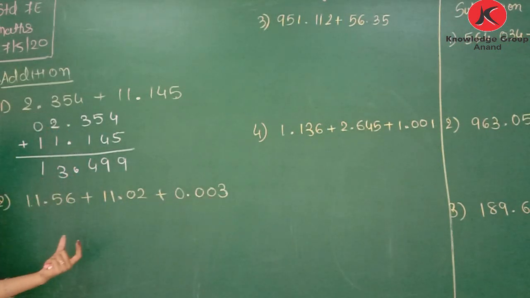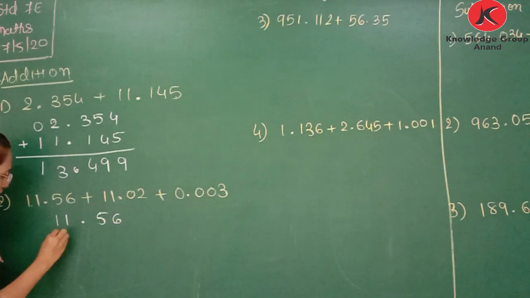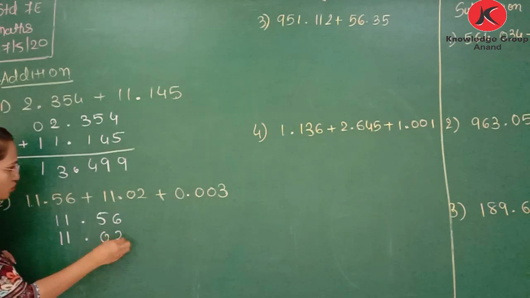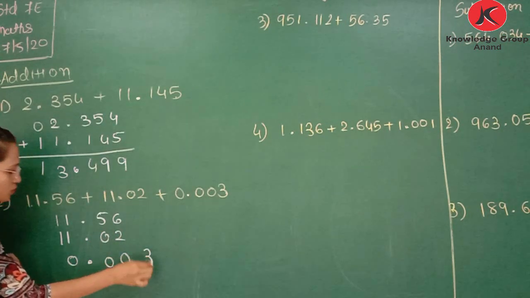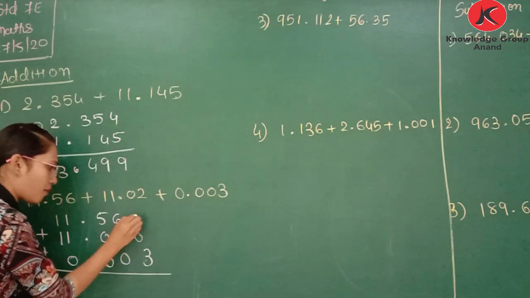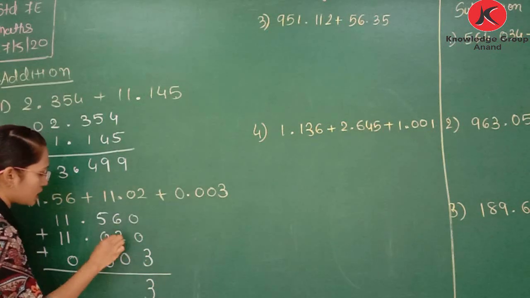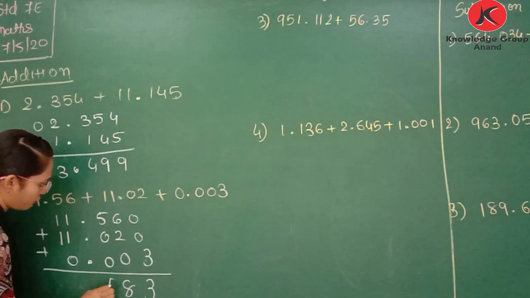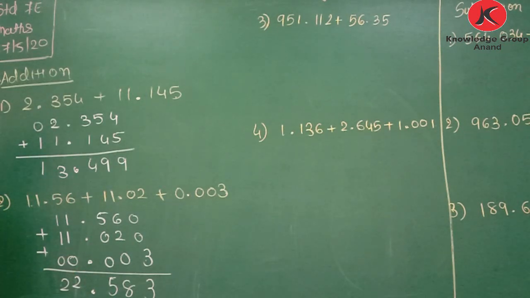Same, the decimal point must be exactly below the decimal point. So 11.56. Here 11.02 and 0.003. You can write the remaining digit 0. Here now I have 0. So 0 plus 0 plus 3, 3. 6 plus 2, 8. 5.22. You can consider here 0. Clear? Now next.